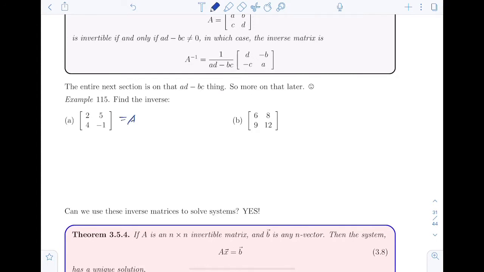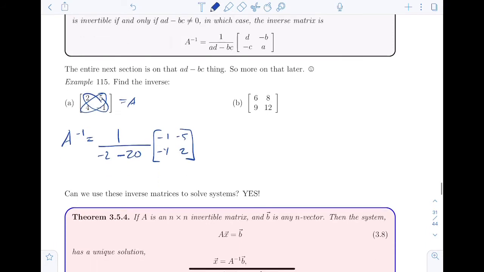So let's find the inverse. If this is A, then A inverse is 1 over AD, so negative 2 minus 20, times, now we'll switch those and then make those negative. And that's actually it. I don't care really how we leave this. Negative 1 over 22 times negative 5, negative 4, 2. Maybe it might be a good idea to say 1 over positive 22 and then 1, 5, 4, negative 2. However you want. They're all equal. Let's not worry too much about it.